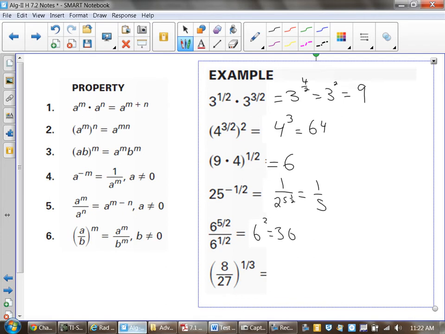And then the last example here, you have 8/27ths all to the 1/3 power. Remember, 1/3 power means the exact same thing as? Cube root, the third root of that. So what's the cube root of 8? 2. Cube root of 27? 3.